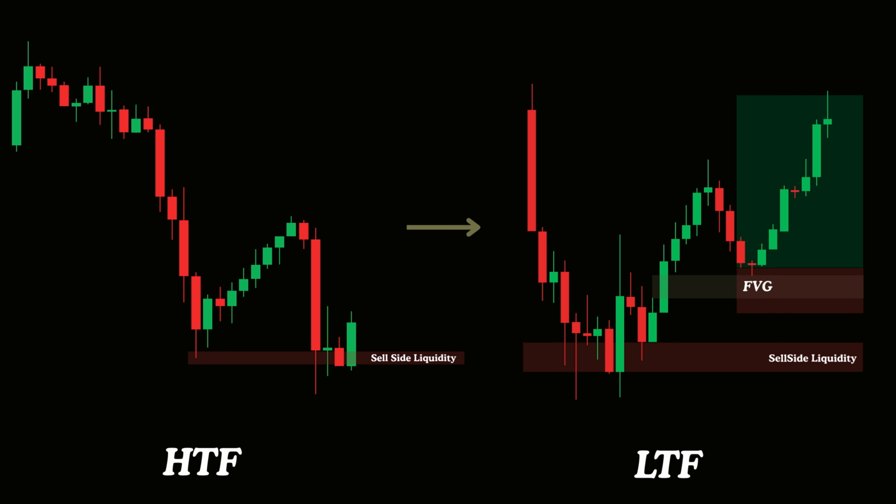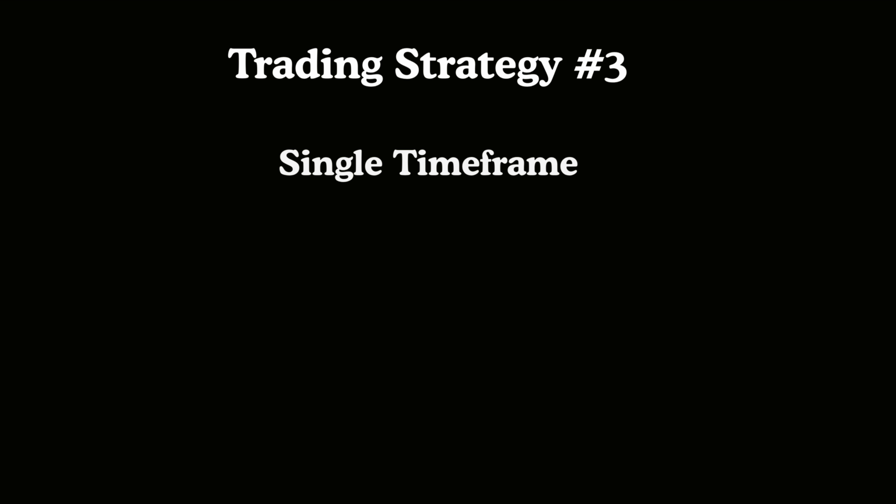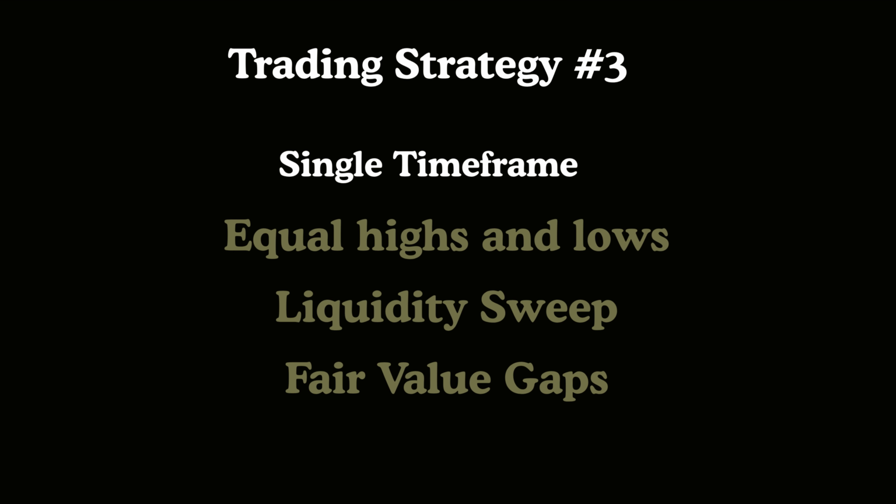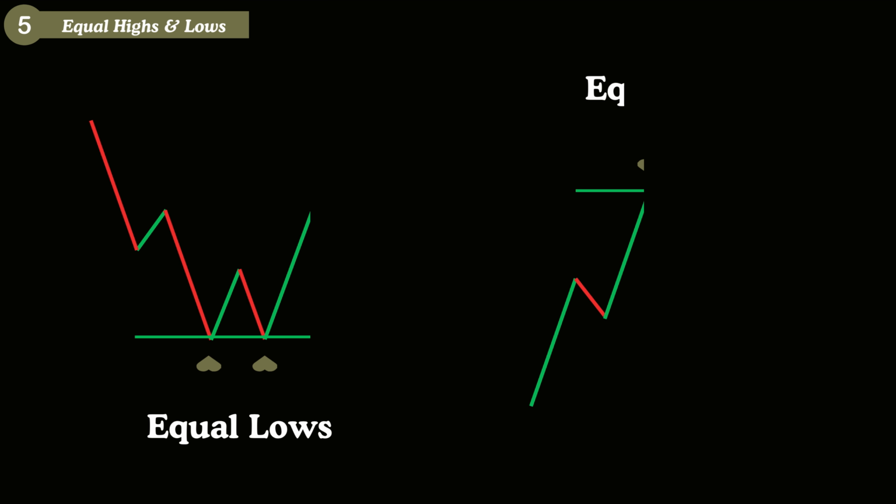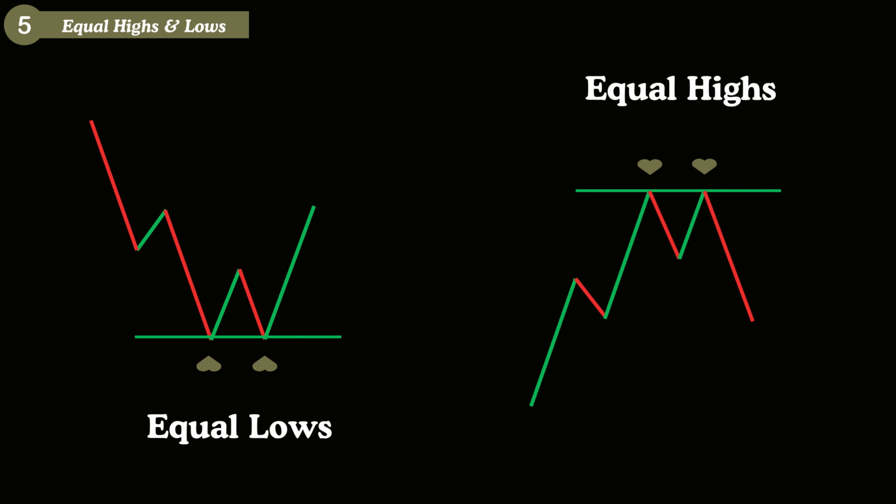Now, let's move on to the third smart money trading strategy. This setup works with a single time frame and blends the concepts of equal highs and lows, liquidity sweeps, and once again, fair value gap entries. So, what are equal highs and lows, and why are they so significant? Equal highs and lows are price points where the market reacts repeatedly without breaking through.